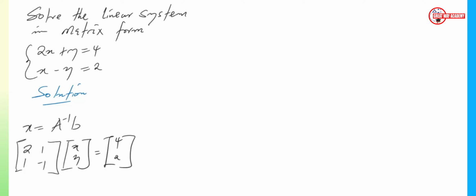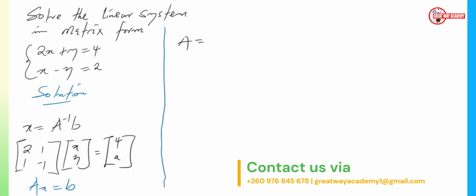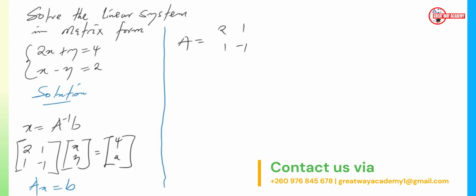Please take note that whenever we have a system of linear equations, we can write it in the form Ax equals B, whilst the solution to this will give us the inverse of matrix A multiplied by B. From here, what we need to do is find the inverse of this matrix. So we can name this matrix as matrix A: 2, 1, 1, negative 1.